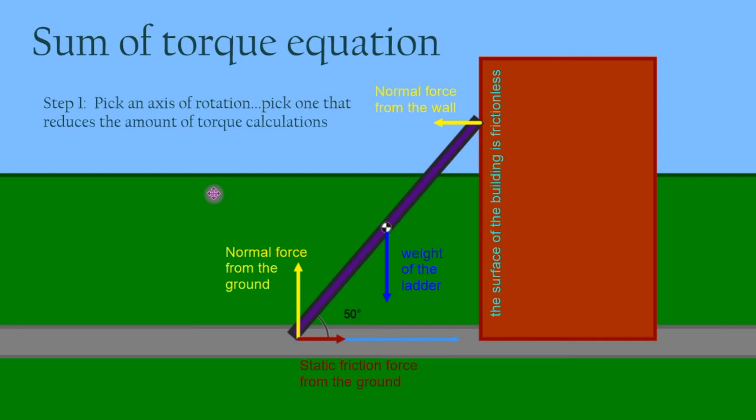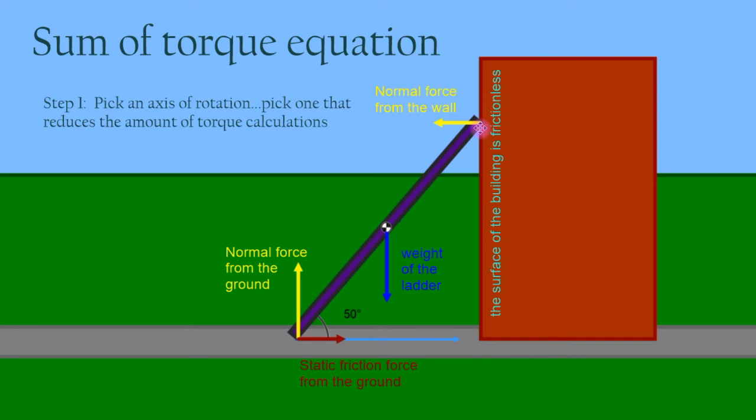Now to do this, we need an axis of rotation. We have to pick one, and it's really your choice. You could pick the center of the ladder to be the axis of rotation. You could pick 1/4 all the way up the ladder as the axis of rotation. You could pick the wall, as you can pick anywhere.